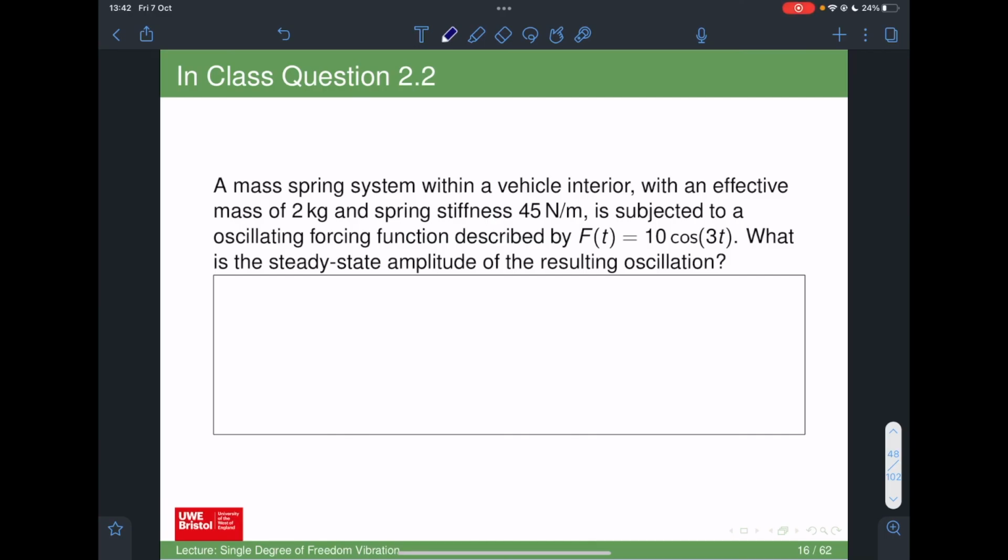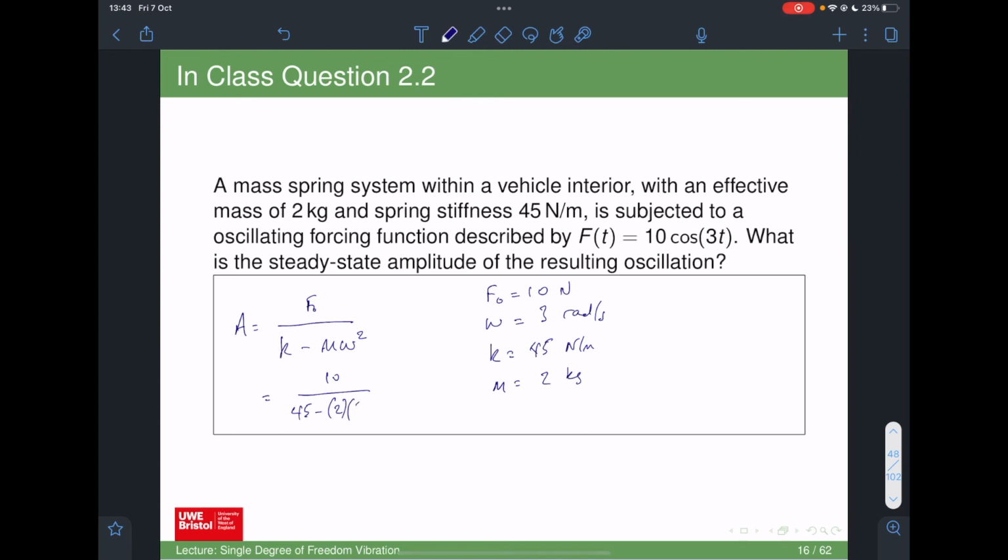And by omega squared. Well, what's omega? So if we go through to solve this, we've got A is F0 divided by K minus M omega squared. And that's the driving frequency, not the natural frequency. So in this case, we've got F0 equals 10. Omega is 3 radians per second. K is 45 newtons per meter, and M is 2 kilograms. So we've got 10 divided by 45 minus M, which is 2, times omega squared, which is 3 squared.